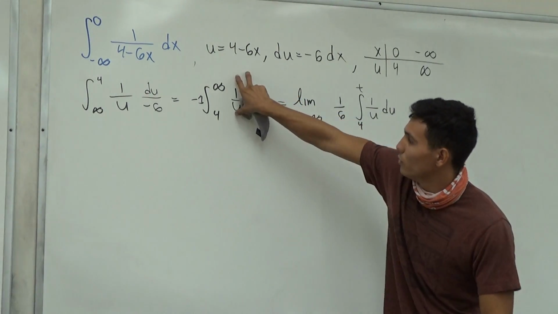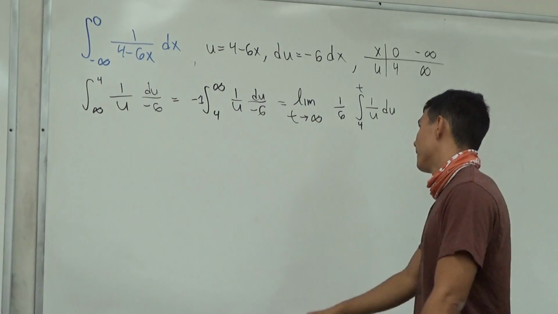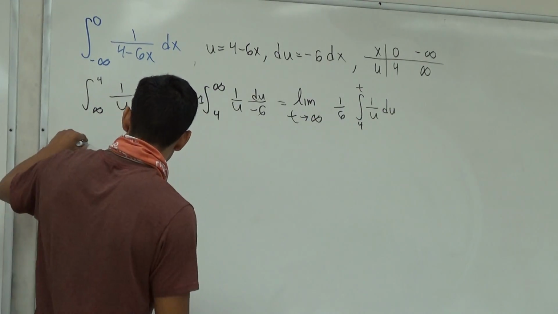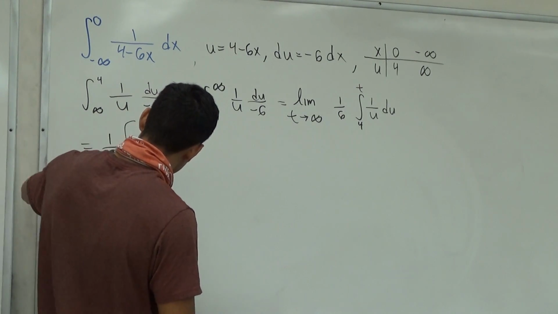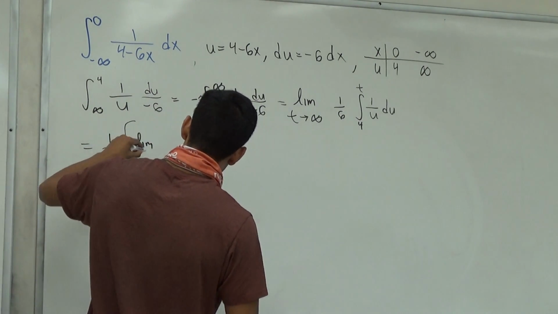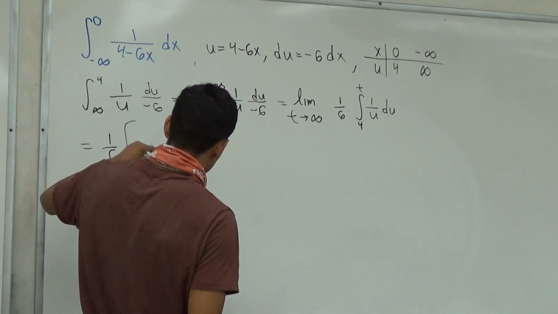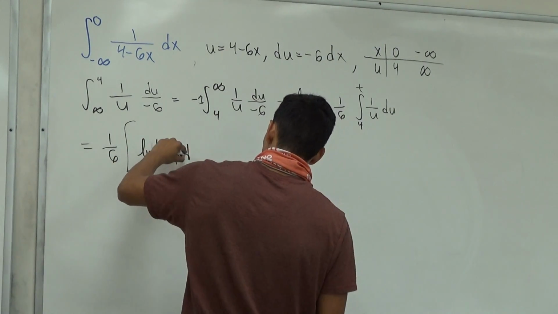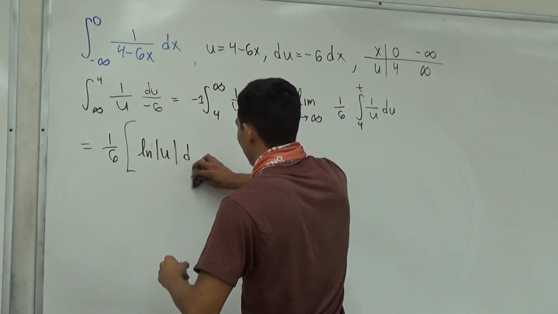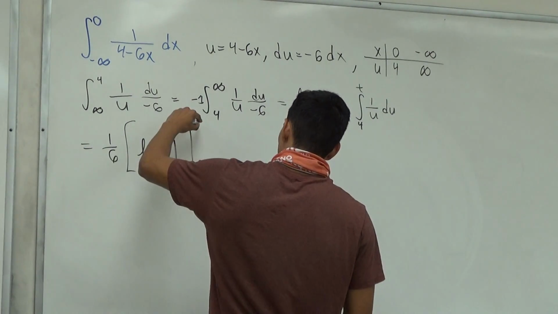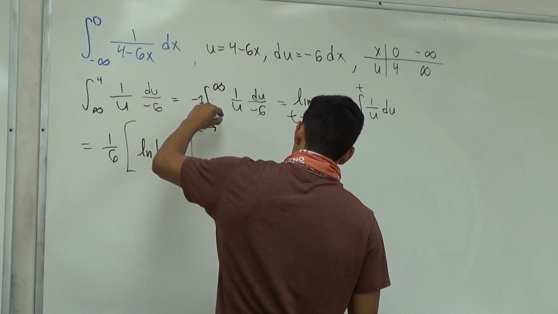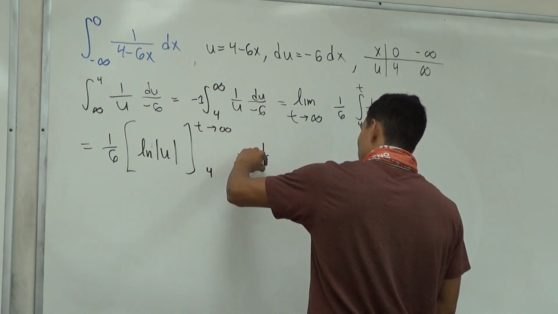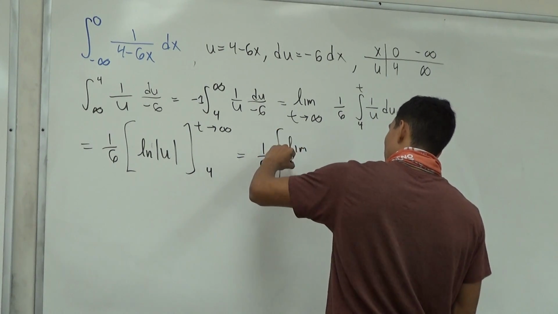Okay. That's why you should have a little bit of intuition on how the graph of f of x actually looks. I don't, but you should. Okay. Now let's do this. This is going to be equal to 1/6. And then I'm going to write the limit. Never mind. I'm going to write it like this. 1/6 ln of u, not ln of u to u, ln of u, and this is being evaluated as t goes to infinity and at 4.